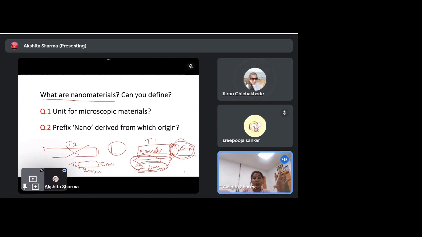So the definition of nanomaterial was that one of the dimensions, be it length, breadth, height, diameter, any of the dimensions, one of the dimensions will be nanometer. It does not matter if any of the dimensions is micrometer or not.